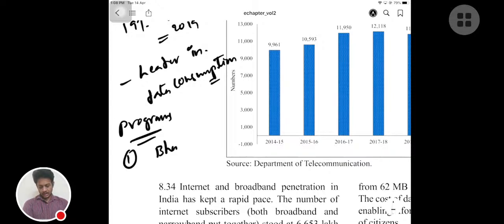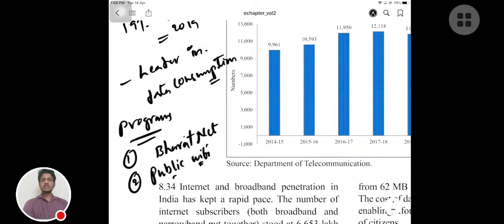One is the BharatNet program, to provide broadband connectivity to all 2.5 lakh gram panchayats in the country. And also there is something called public Wi-Fi. These are the things that you should study. And also the optical fiber network. So these are the things that you should study for the examination.